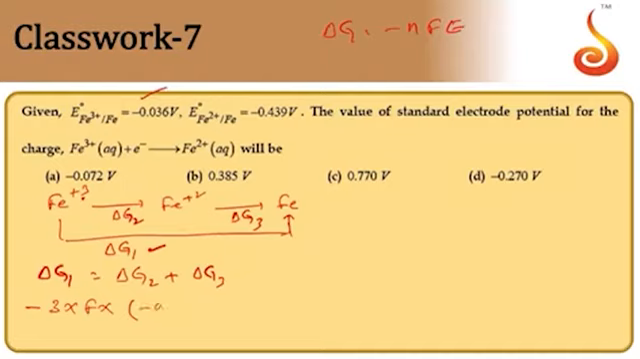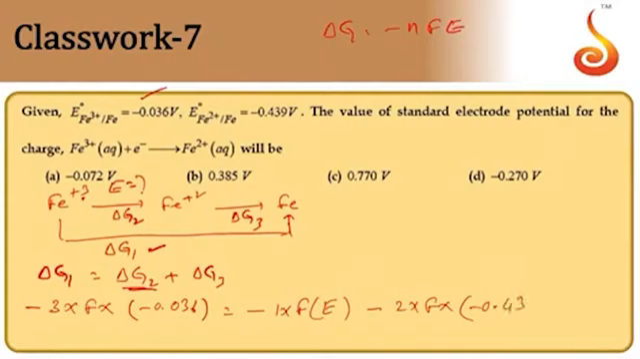minus 0.036, is equal to delta G2. This potential we have to find out here, so this E is unknown to us now. Minus, number of electrons is 1, into F into the unknown potential. Let us keep it as E itself. Again minus delta G3: the number of electrons transferred is 2 here, 2 into F into the potential of Fe plus 2 to Fe, given as minus 0.439. So we can change sign throughout.